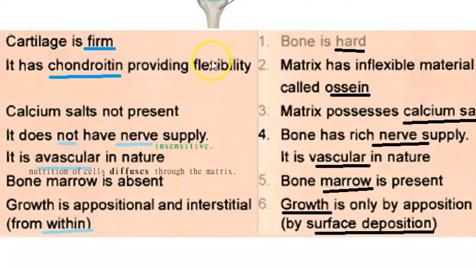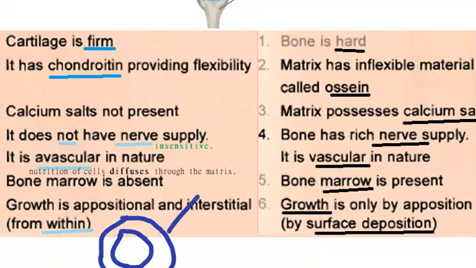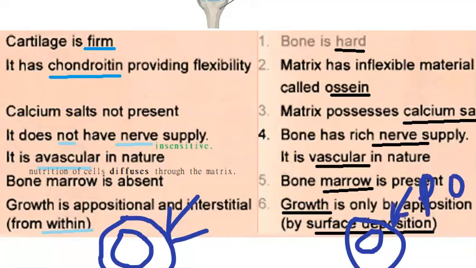So they asked for 3 points, 6 points are there in this table. There are many more differences that you can write. Even if they ask this question for 5 marks, you should be able to write. So let's look at it that way also. Basically, around this cartilage, whatever is there, it is called the perichondrium. Around the bone, whatever you have, that is periosteum. Around bone, what do you have? Periosteum.